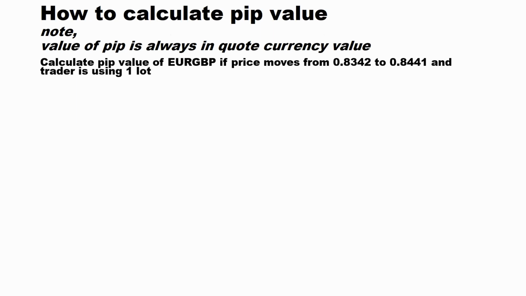So let's take an example. Let's calculate. You can write it somewhere, if you're following along. Calculate the pip value of Euro GBP if price moves from this, meaning this is the entry, to this, which is the exit. Are we together? This is entry, this is exit. And then we're using one lot. Remember, we said you need to know the currency pair that you're trading, then you need to have the exchange rate, and then you need to know the lot size, or what we call the volume. Are we together?